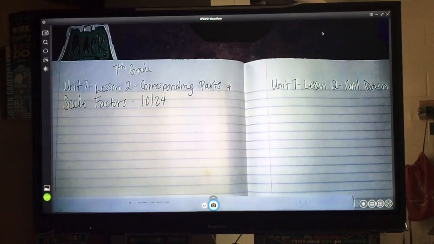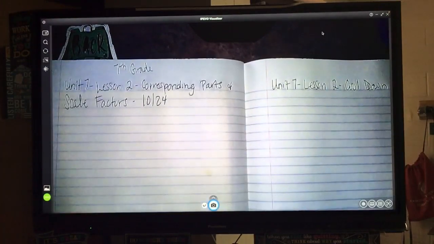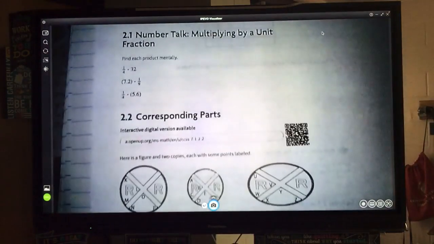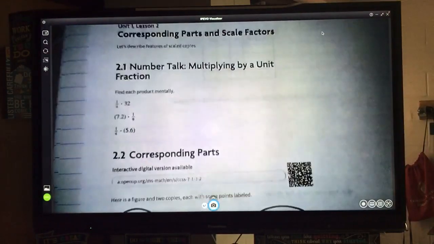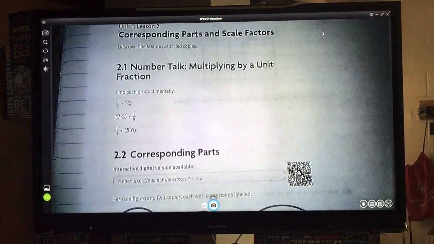All right, we are going to continue working on scale drawings. Today this is lesson 2. So we are just simply going to start out with our warm-up, which is a number talk. It says find the product mentally. So no work, just simply solving it in your head. I'm going to give you 2 minutes. Stand up if you finish before.